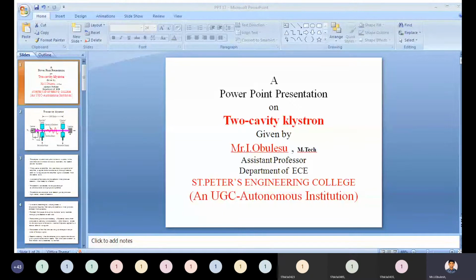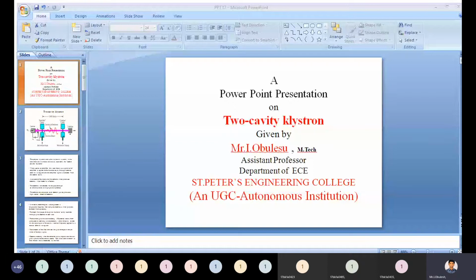So good afternoon everybody. Today we are going to discuss the two cavity klystron. Before discussing that, first you need to know what is meant by klystron and what the uses of klystron are. You must know that.